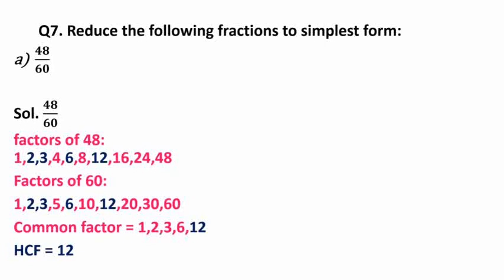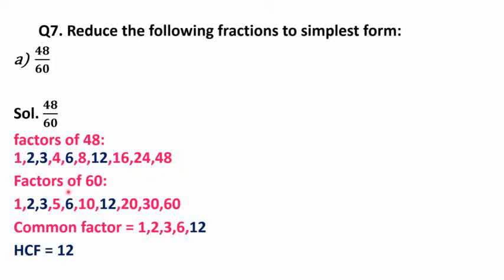Question number 7, reduce the following fraction to simplest form. The question is given as 48 by 60. So first of all, for finding the simplest form, we need to find the highest common factor, so that we can divide. So 48 by 60, first of all, we will find the factors of 48, that is 1, 2, 3, 4, 6, 8, 12, 16, 24, 48. Okay, these all are the factors of 48.